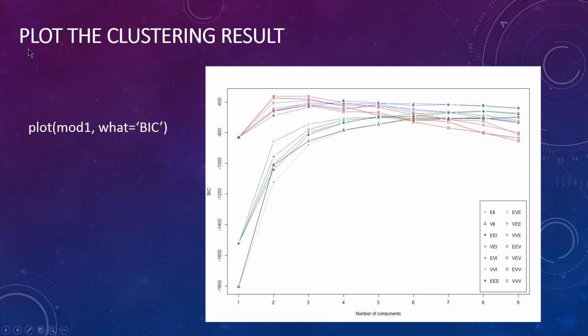We can also visualize the clustering result. By saying plot model, what equal to BIC, we can visualize BIC values. X represents the number of components, Y represents the BIC value. Different lines show different covariance parameterizations.